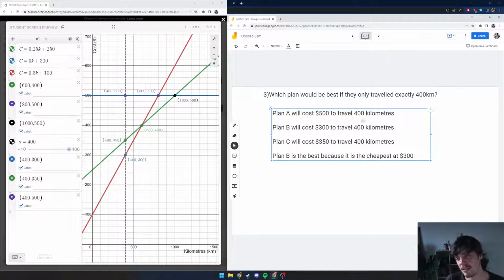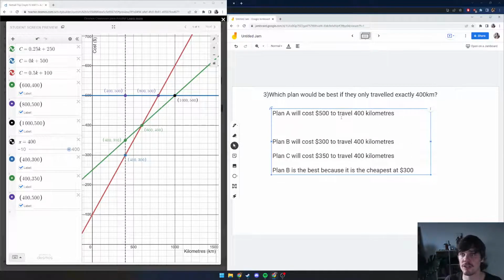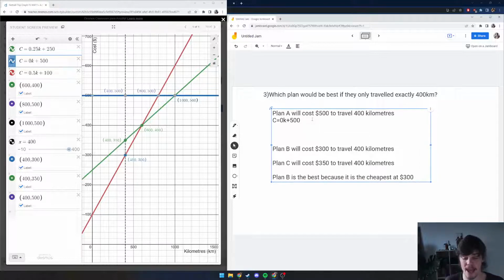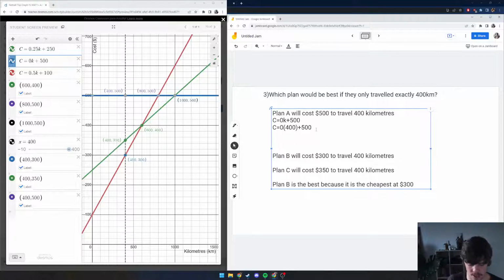Now, if you wanted to find this information using substitution, let's have a look at how we would do that. To use substitution, plan A has the formula here, C equals 0k plus 500. So we would go C equals 0k plus 500. Then we would go down here and substitute 400 in for k. So 0 times 400 plus 500, C equals 500. So that is how you would use substitution to do it.